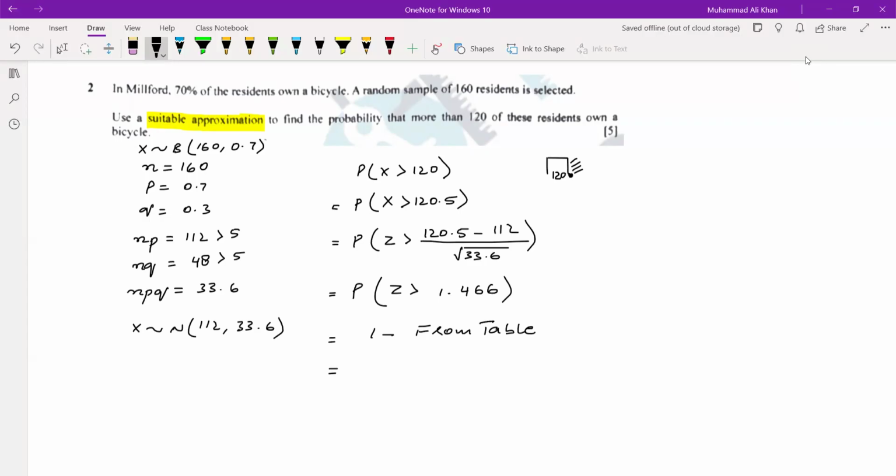1.466 from the table is 0.9287. Subtract from 1. So the final answer is 0.00713. Question number 2. Hopefully it is clear. A simple question.